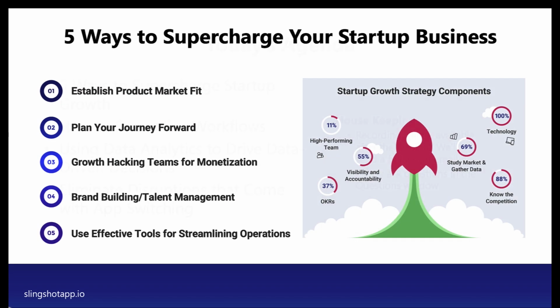So let's start talking about them. There are 5 main ways that you can supercharge your startup business, and those are first and foremost establishing product market fit. From there, mapping and planning out your journey for success, growth hacking teams to monetize your products and services, brand building and talent management, and like I said, today's focus, the use of effective tools for streamlining operations. So let's touch on number 1 through 4 very briefly.